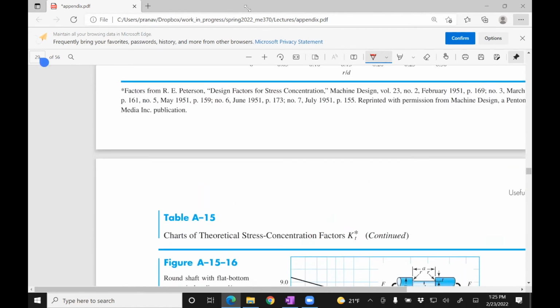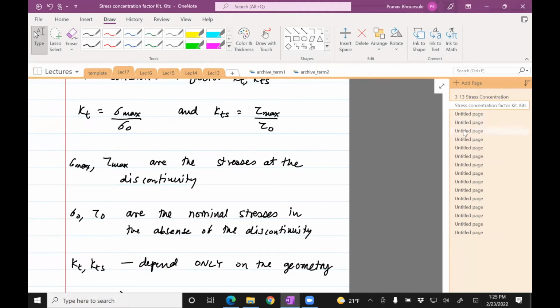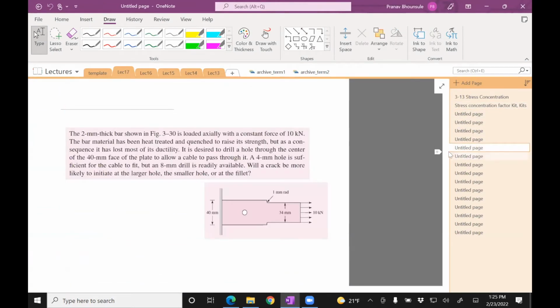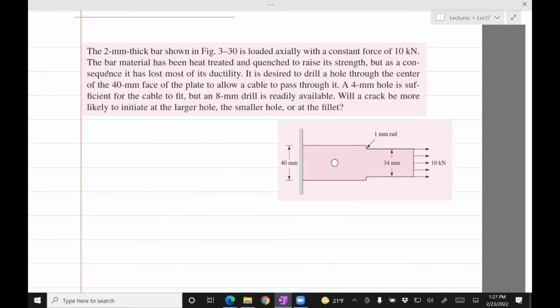Okay, so the best way to illustrate how these things are done is to solve a problem. So let's do just that, and hopefully it'll be clear how to compute the stress concentration. Okay, so let's start. A 2 mm thick bar. This dimension is in the plane of the paper. The thickness is 2 mm. It is loaded with a constant force of 10 kilonewtons.